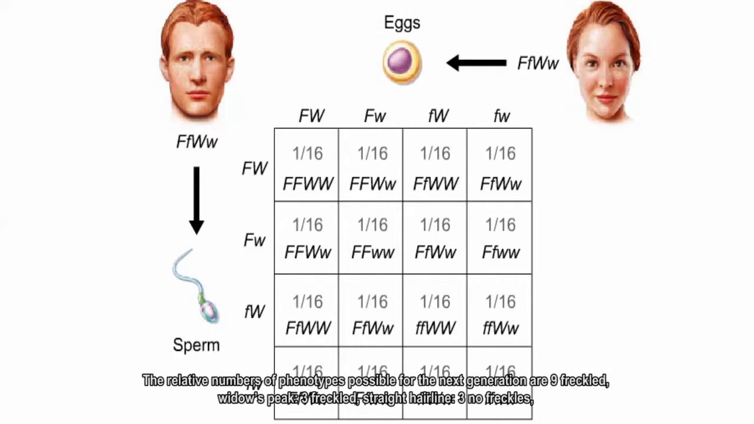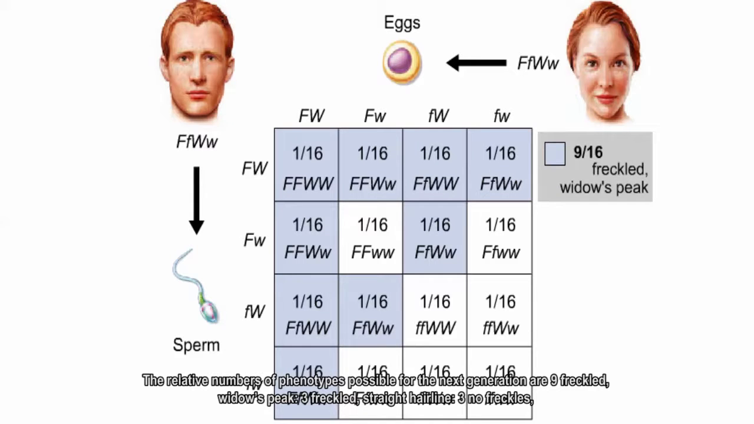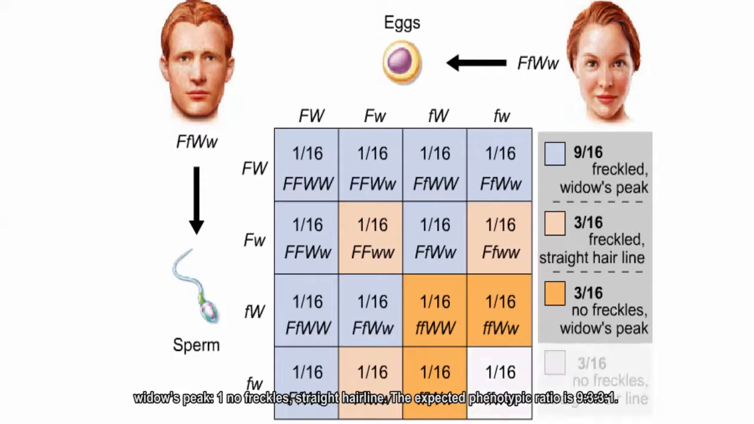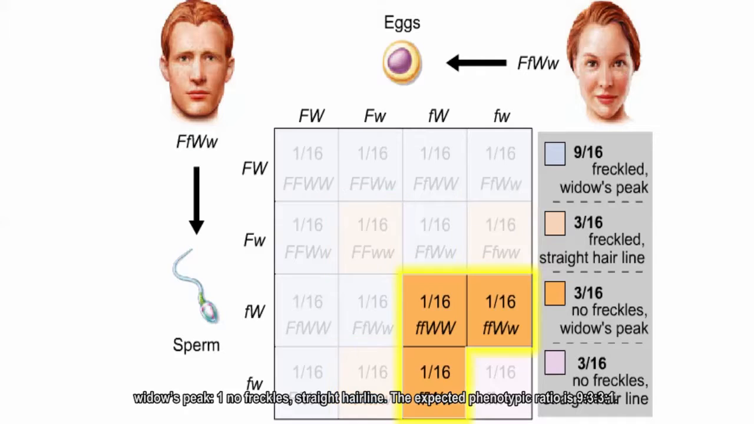The relative numbers of phenotypes possible for the next generation are 9 freckled with widow's peak, to 3 freckled with straight hairline, to 3 no freckles with widow's peak, to 1 no freckles with straight hairline. The expected phenotypic ratio is 9 to 3 to 3 to 1.